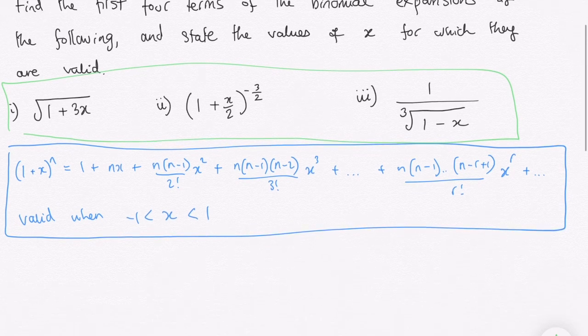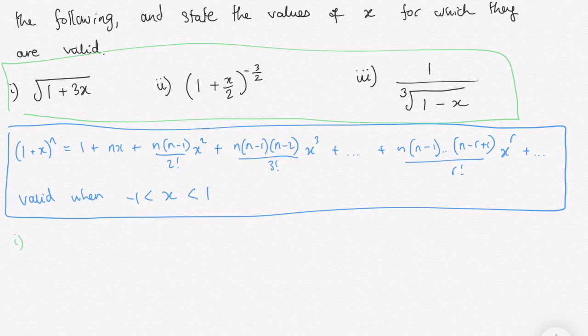So if we take the first one, we have the square root of 1 plus 3x. To use our general binomial expansion, which I've put in this blue box, we need it to be in the form 1 plus x to the power of n. Well, we can do that by writing this as 1 plus 3x to the half, so we know that n equals a half. But let's be careful because one of these has an x and this one has a 3x. So instead of x in our general binomial expansion, we're going to use 3x. So what does this then become?